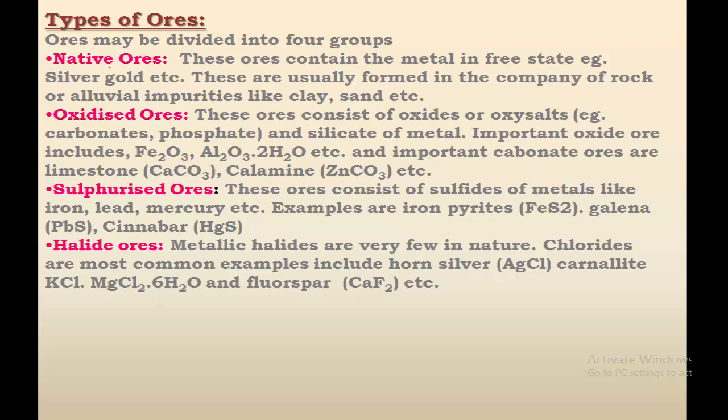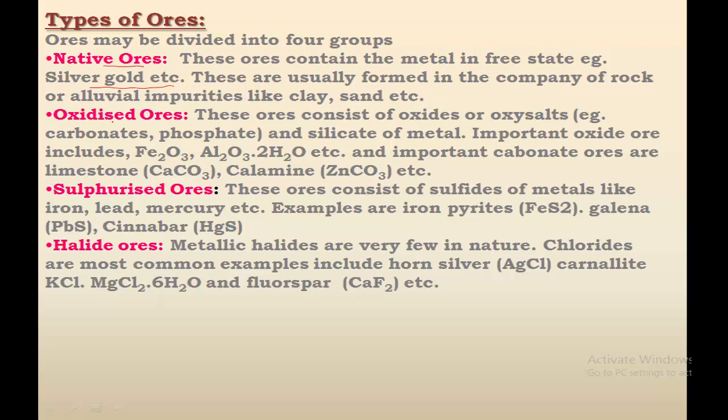The first one is native ores. Native ores means these ores contain the metal in free state. For example, silver and gold. These are usually formed in the company of rock or alluvial impurities like clay and sand. So these are present in free state, means they do not react or combine with any other element. They will be obtained in pure state.